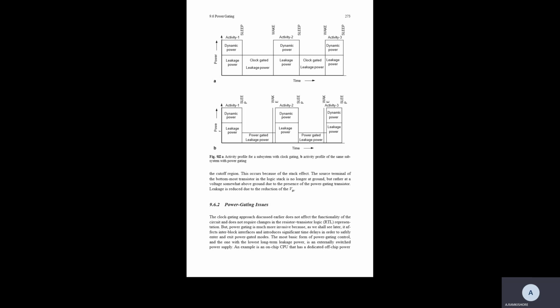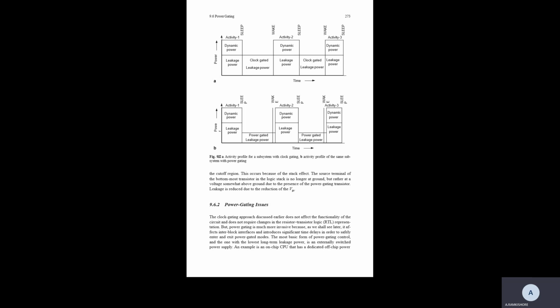So the power dissipation of a clock gated subsystem was negligible. However, the leakage power has grown with every generation of CMOS process technology, and it is essential to use power gating to reduce the leakage power when the circuit is not in use. So the activity profile for the same subsystem using a power gating strategy is in the below figure.